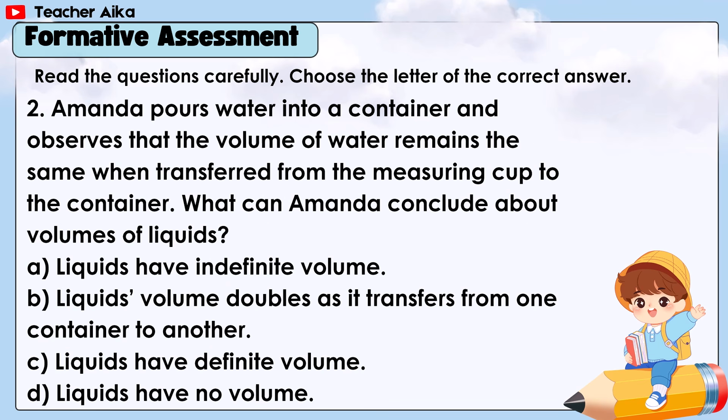Number 2. Amanda pours water into a container and observes that the volume of water remained the same when transferred from the measuring cup to the container. What can Amanda conclude about volumes of liquids? A. Liquids have indefinite volume. B. Liquids' volume doubles as it transfers from one container to another. C. Liquids have definite volume. Or D. Liquids have no volume.